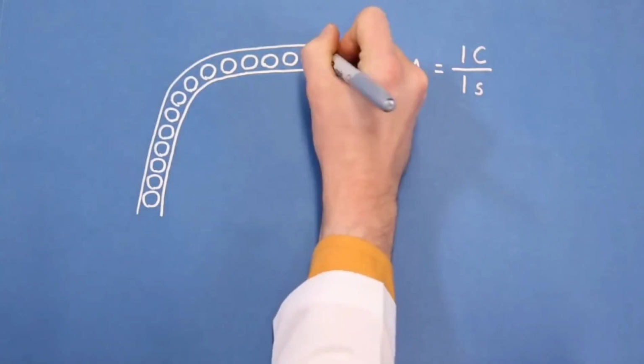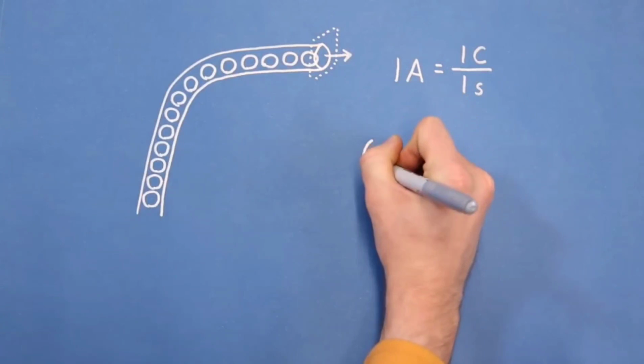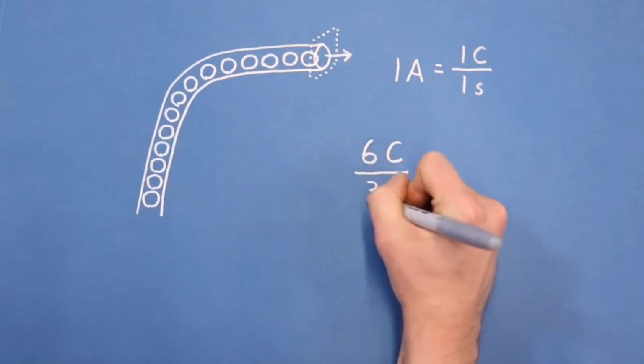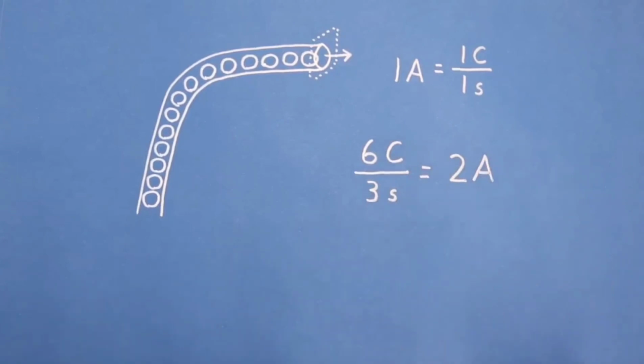Let's look at a cross-section of wire carrying an electric current. If it takes 3 seconds for 6 coulombs of charge to move through that cross-section, then we say that 2 amps are moving through that wire.